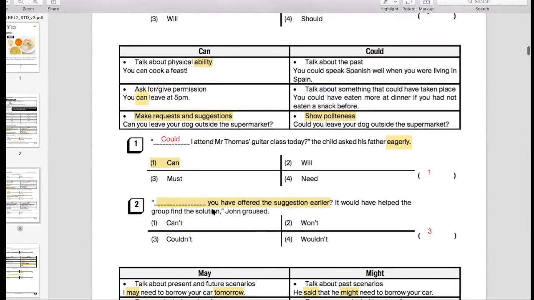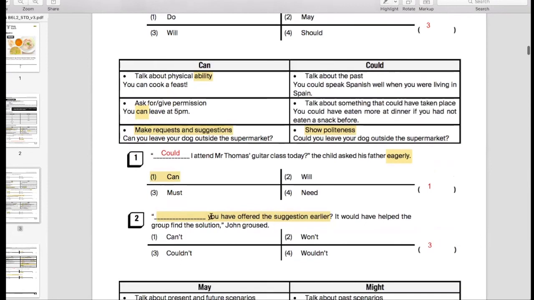Okay, question two. You have offered the suggestion earlier, right? So same thing, couldn't you have offered the suggestion earlier? Again, option 1 and option 3 are both grammatically correct, but I chose option 3 because it's more polite. Could you not have offered the suggestion earlier? That's just more polite. So that's the answer, 1 and 3.